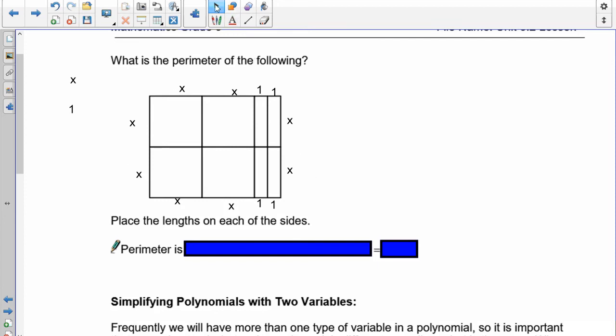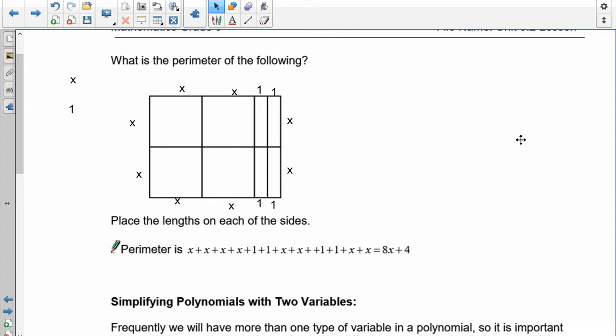So once I've got that done, then I'm going to write them all down. So what I did is I started and then went x plus x plus x plus x plus 1 plus 1 plus x plus x plus 1 plus 1 plus x plus x. Okay? So started here and went all the way around. Now, counting the x's, if you start right here, 1, 2, 3, 4, 5, 6, 7, 8 x's, right? And I have 4 1s. So you should have 8x plus 4. And hopefully you got that.